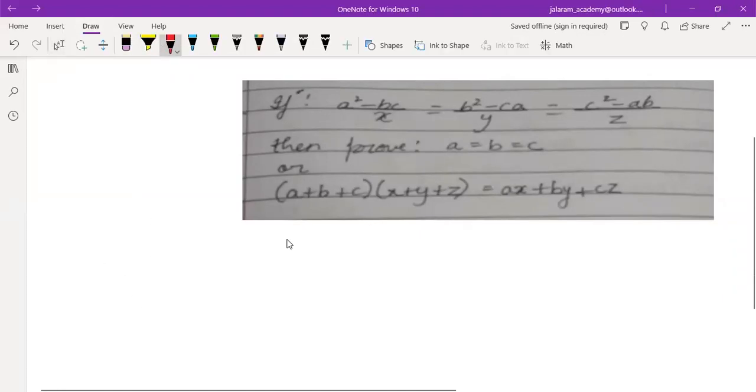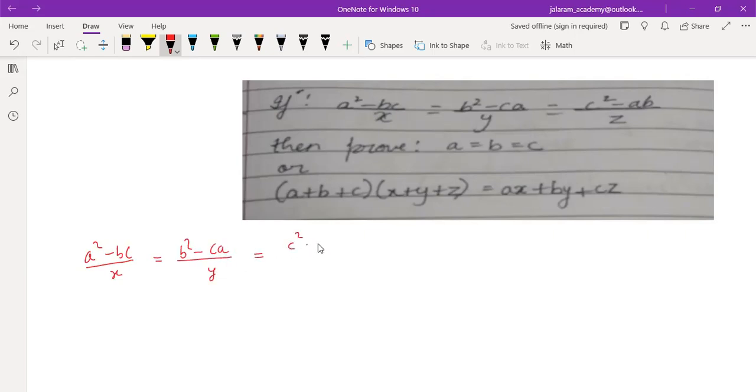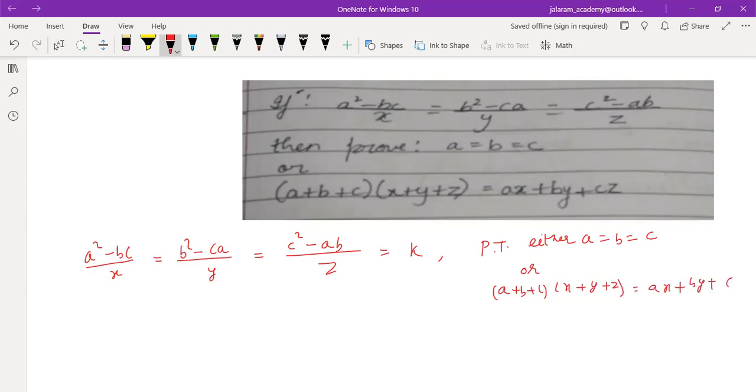So given that a square minus bc upon x equals b square minus ca upon y equals c square minus ab upon z equals to what? We will take k, okay? And what we have to prove is that either a equals b equals c, or a plus b plus c into x plus y plus z equals ax plus by plus cz. Okay.